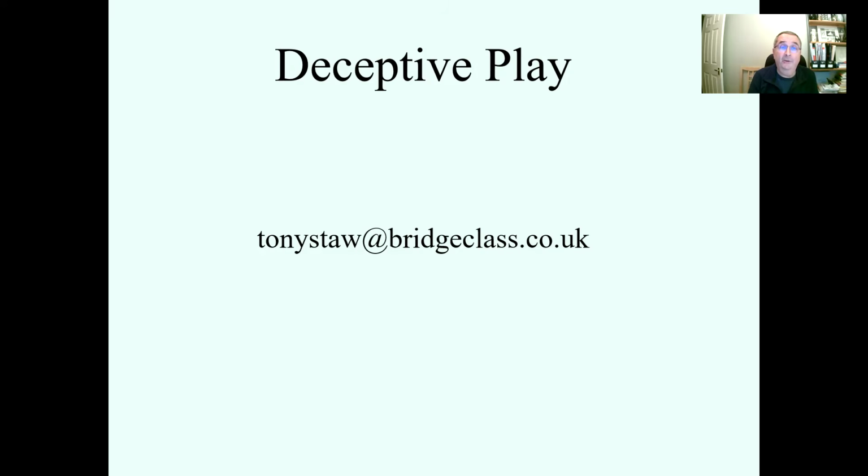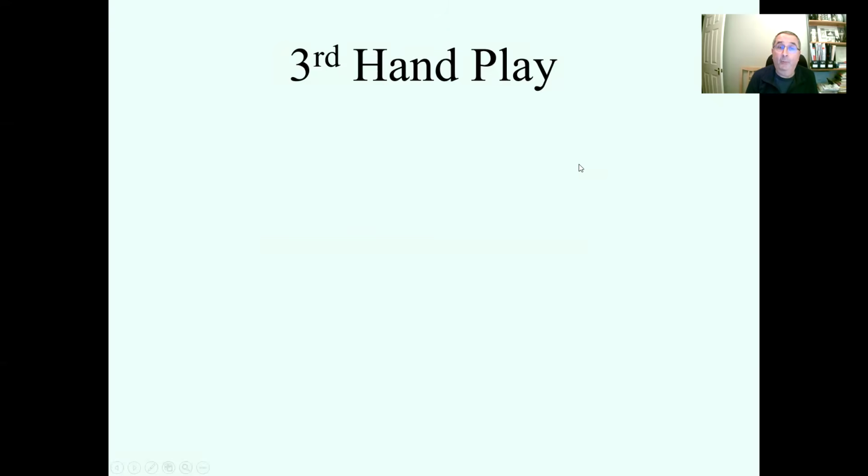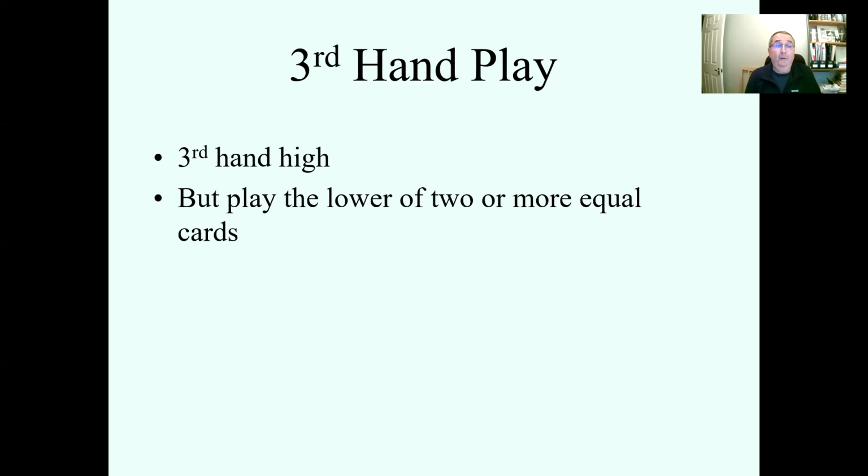But before we get on to deceptive play as such, I just want to recap what we should know about third hand play. Third hand play refers to a situation where your partner leads a suit and you're a defender, and it's normal for you to play third hand high. And if you have two or more equal cards, you play the lower one of those, or the lowest of three equal cards. I'll just give you some examples of that, see what we mean.